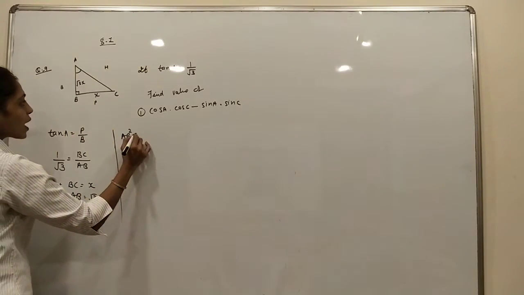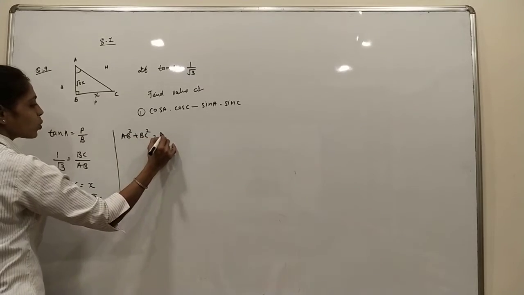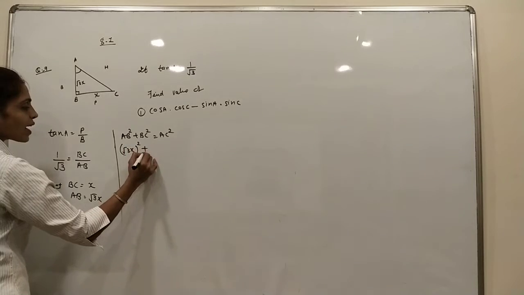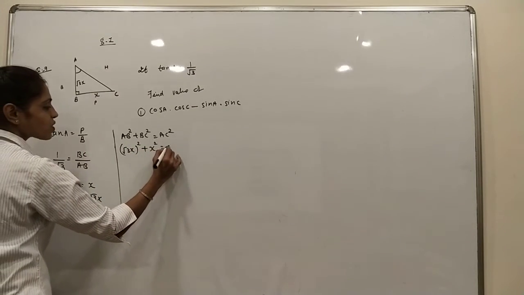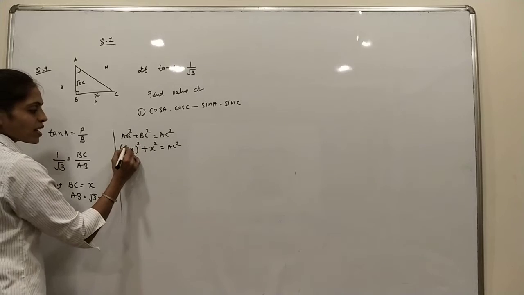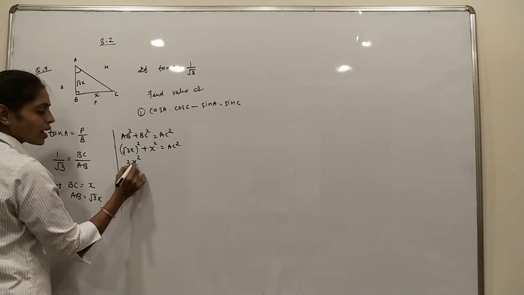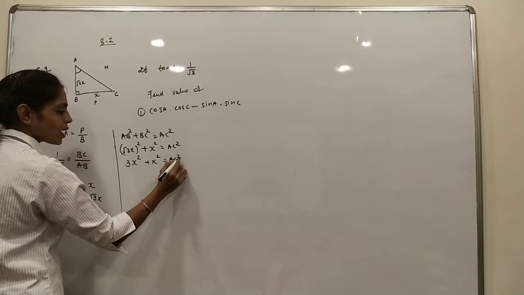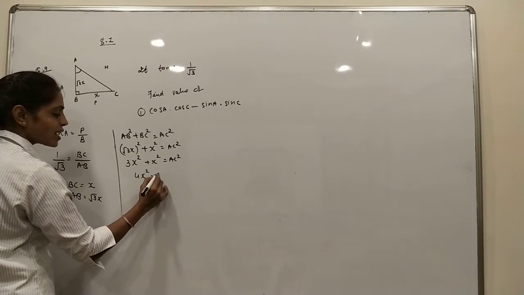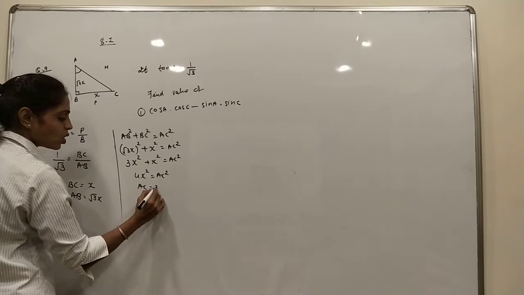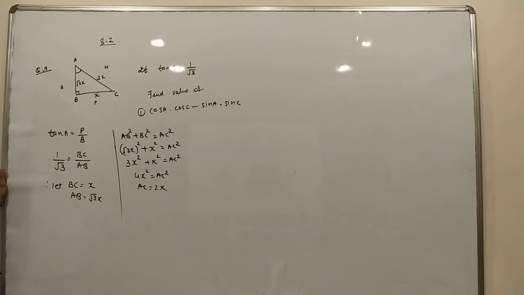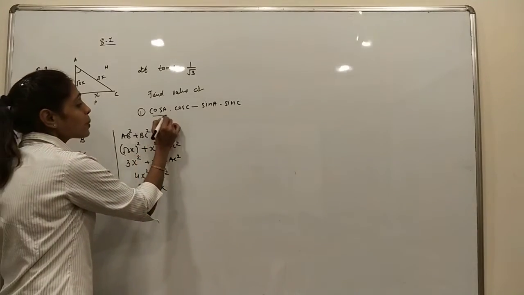So AB square plus BC square equal to AC square. AB is root 3x the whole square, BC is x the whole square, is AC square. Square and square root cancel. 3x square plus x square is AC square. So 4x square is AC square. So AC is equal to 2x. Right?